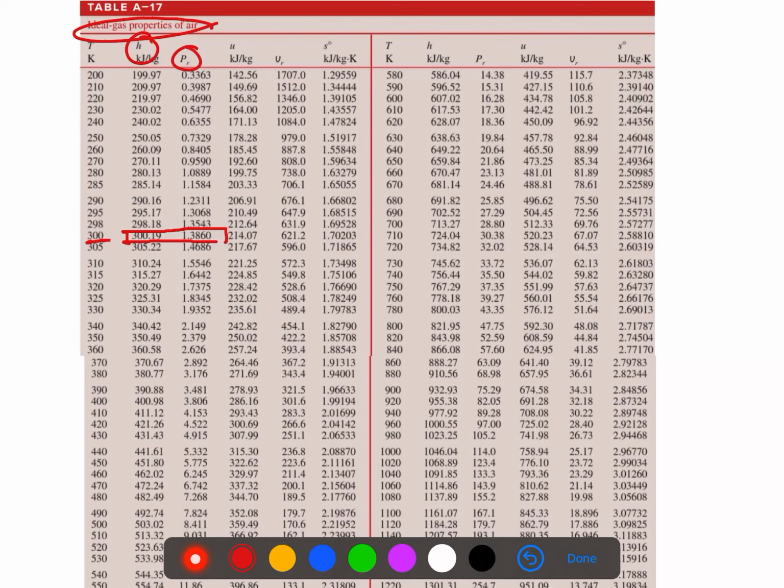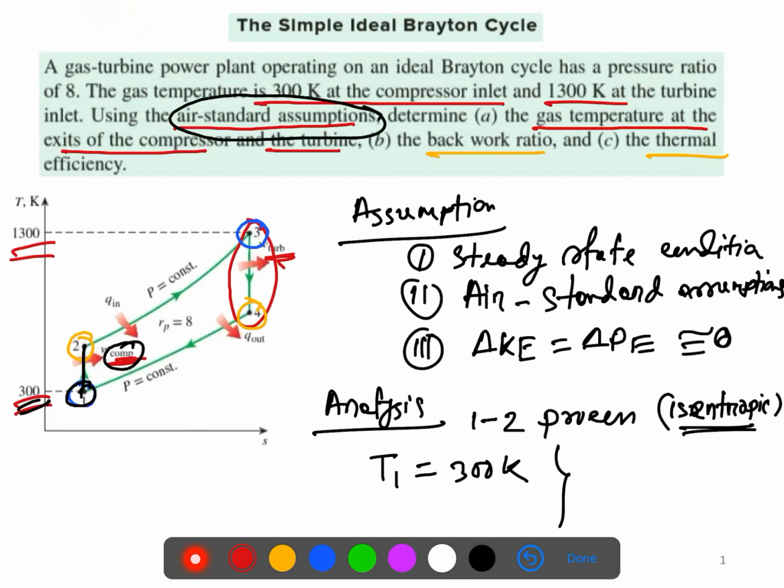So we got these two values. So what we will do, we will write it here. I will answer why we are taking this. So the enthalpy h1 is equal to 300.19, and you know the unit is kilojoule per kg. Okay, and we got one more, Pr, which is the relative pressure. Pr1 means for the inlet of this compressor. This value is 1.386.